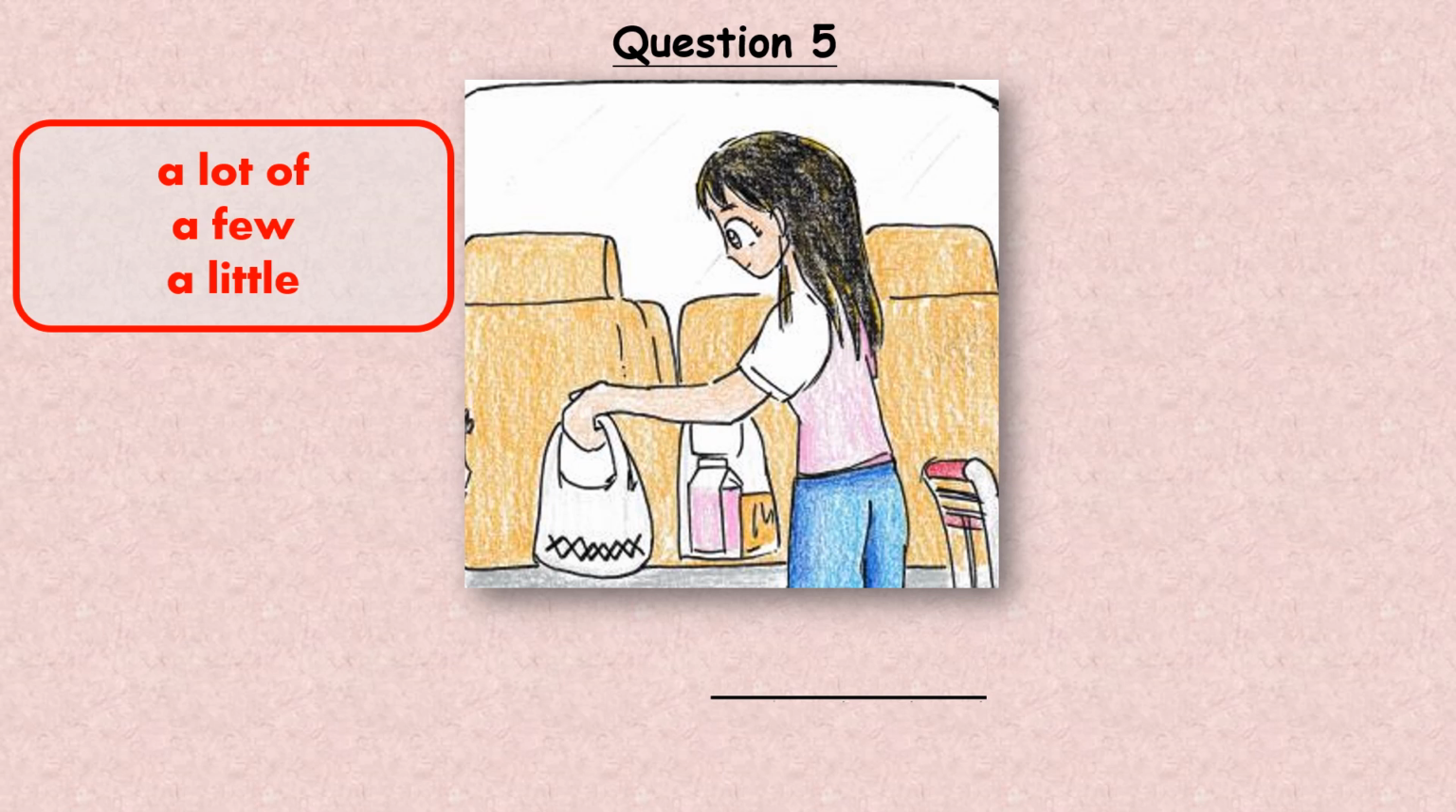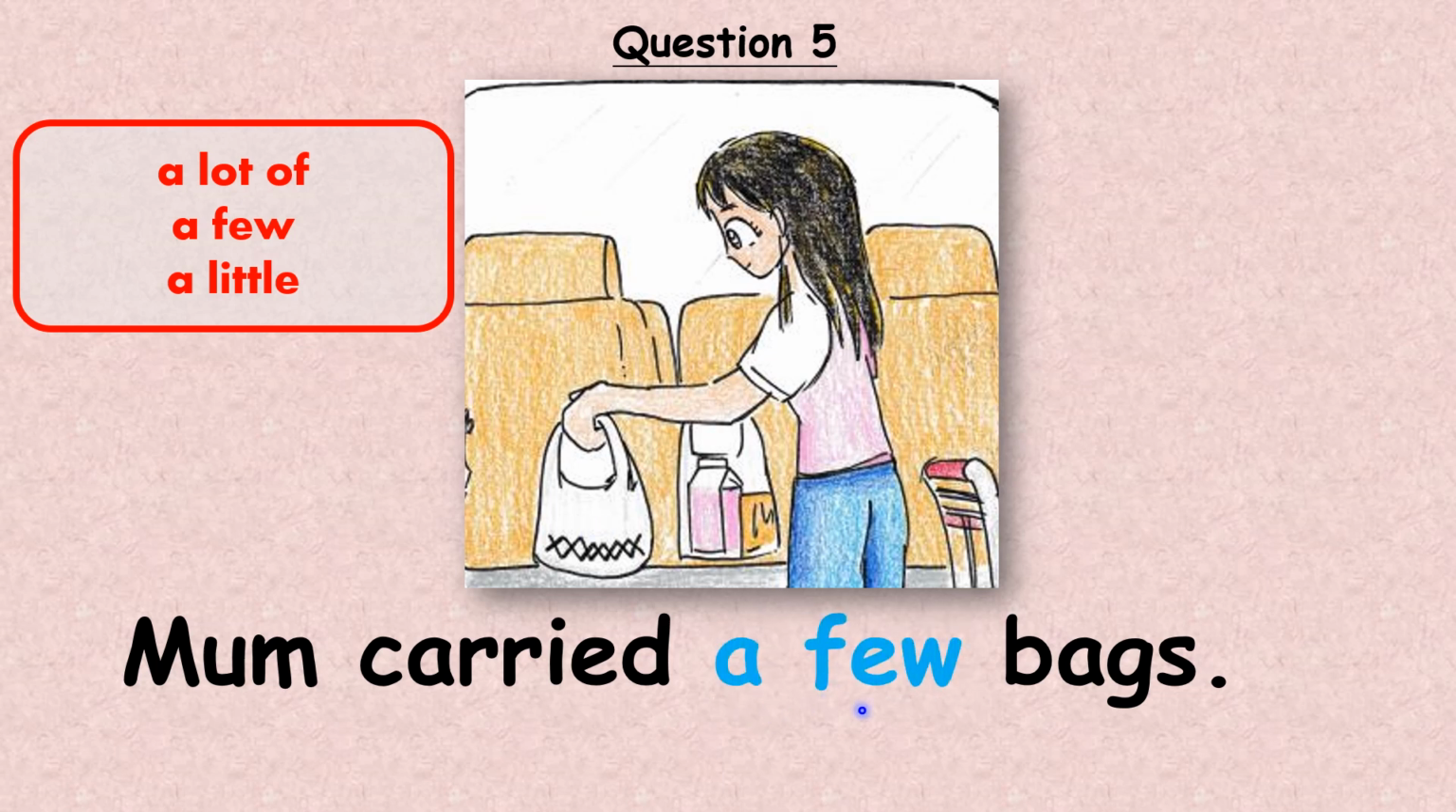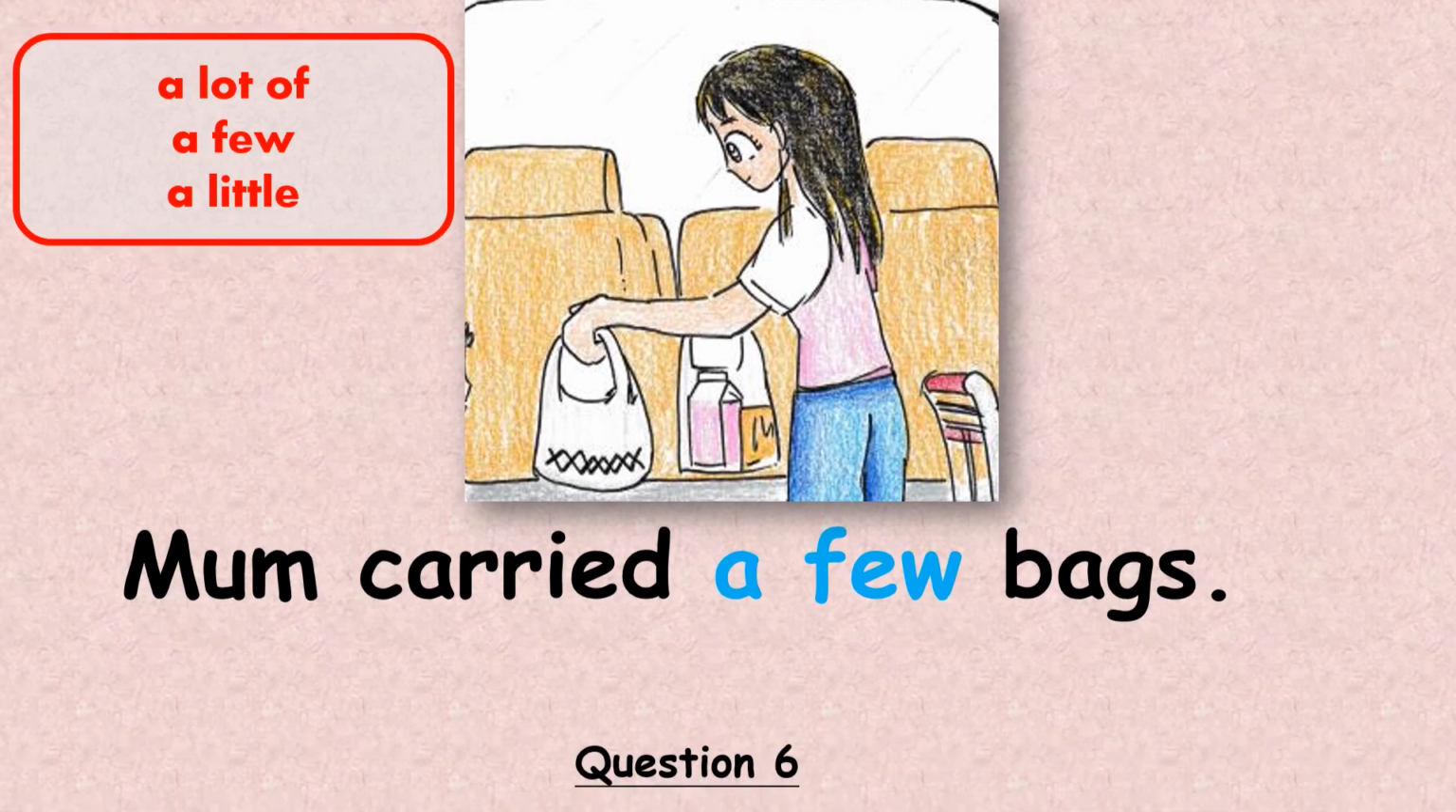Question 5. Mum carried blank bags. What is the answer? In the picture, there are 2 bags. We can count them. 1, 2. So the answer is a few. Mum carried a few bags.